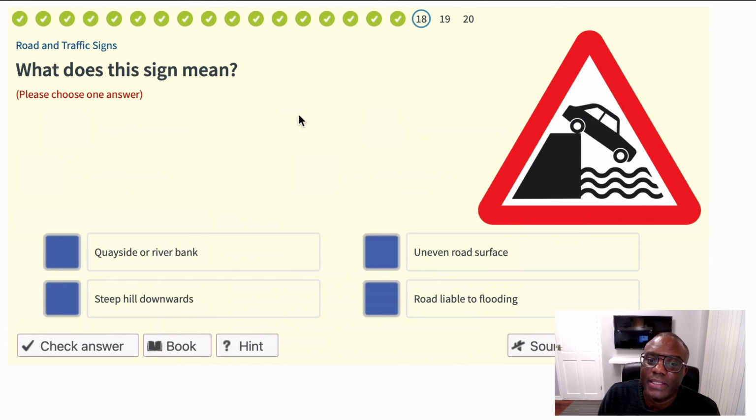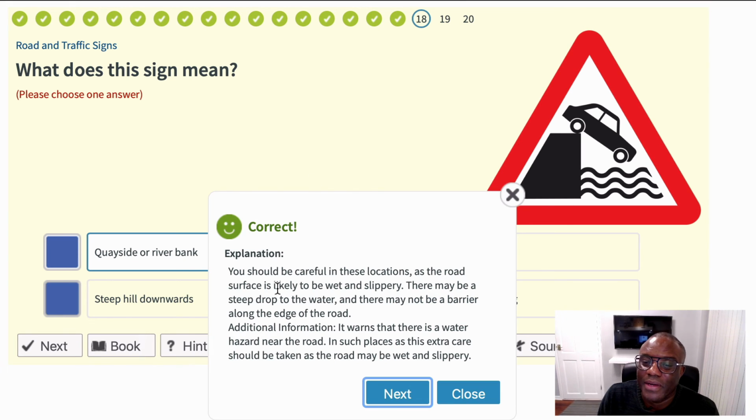So 18, what does this sign mean? So you've got the car falling over the edge of a bridge or cliff of some kind, and the water underneath, so you're looking for something to do with that. Quayside or riverbank, possibility, so let's mark that. Uneven road surface, definitely not. Steep hill downwards, again definitely not. Road liable to flooding, so that's your answer there based on the diagram, and again correct.